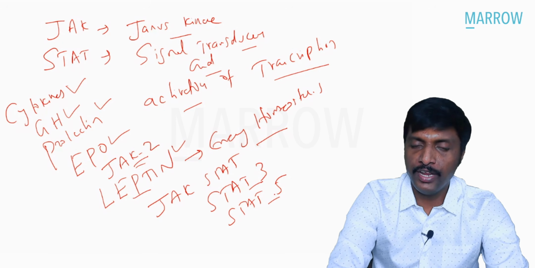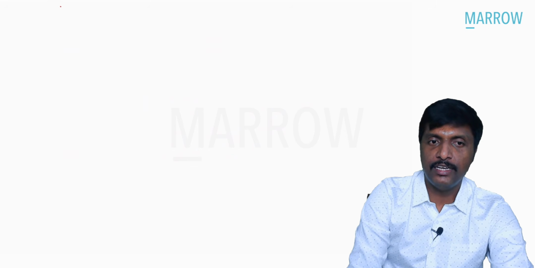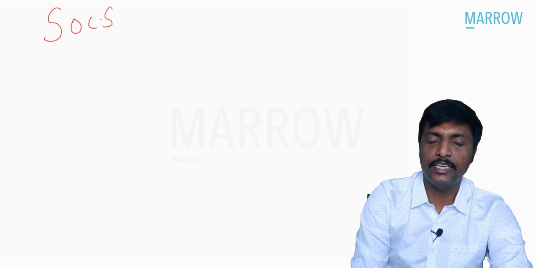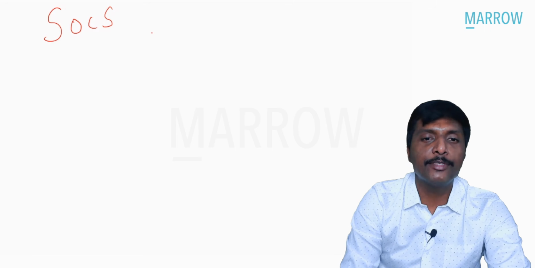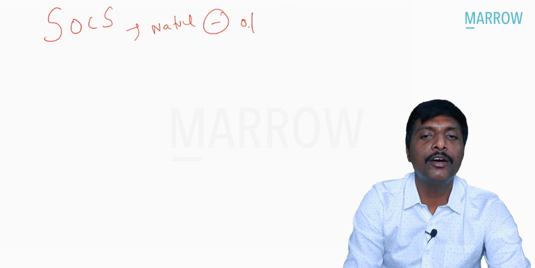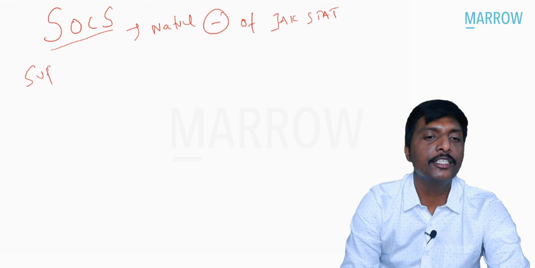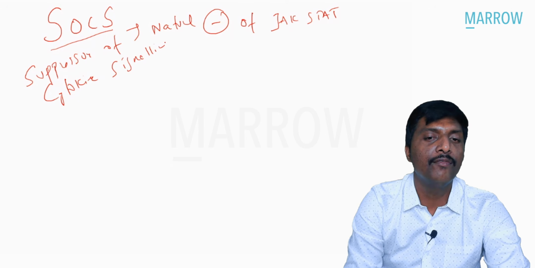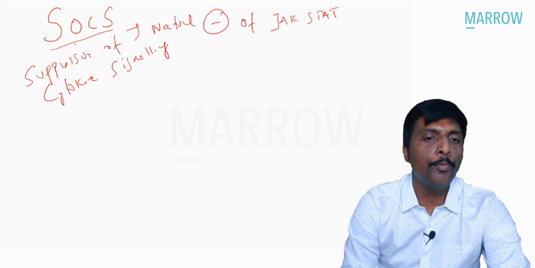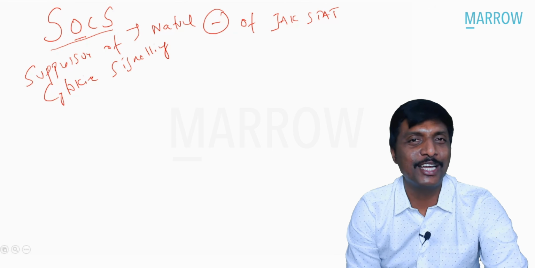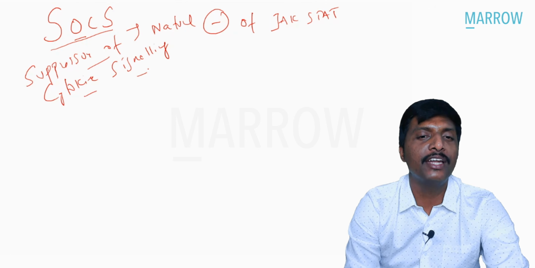Most important concept. Look very carefully. We have something called SOCS. Another very familiar MCQ you can expect. They are considered to be the natural inhibitors of JAK-STAT pathway. What does SOCS stand for? Remember, suppressors of cytokine signaling. Very important MCQ concept. We have a certain group of molecules called SOCS, which stands for suppressors of cytokine signaling.